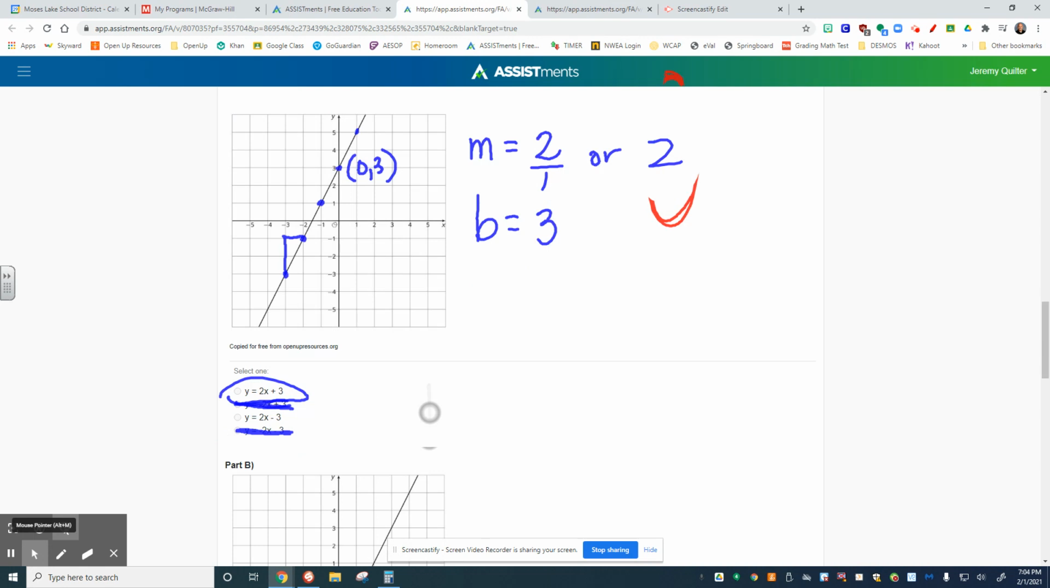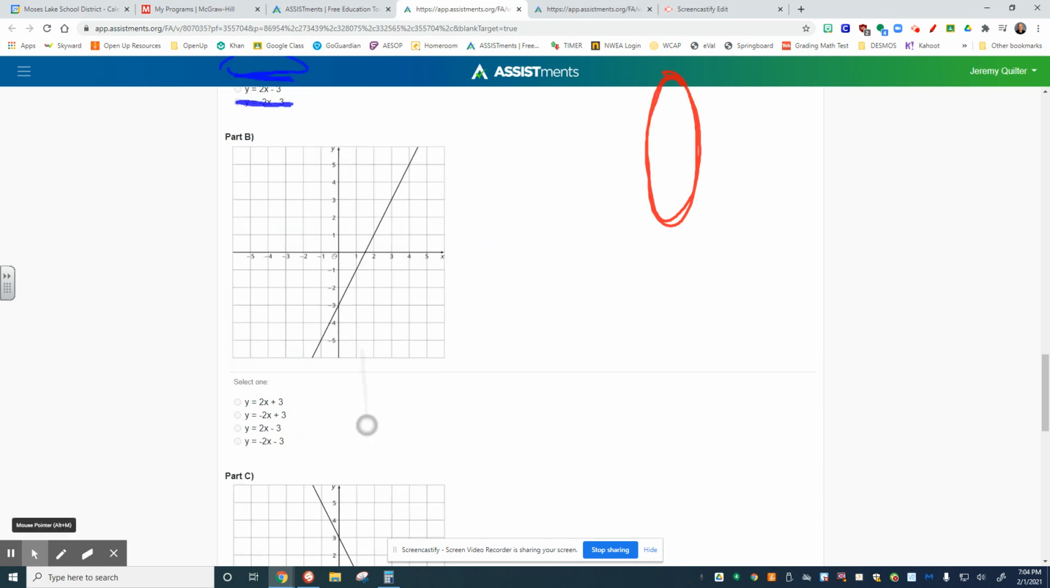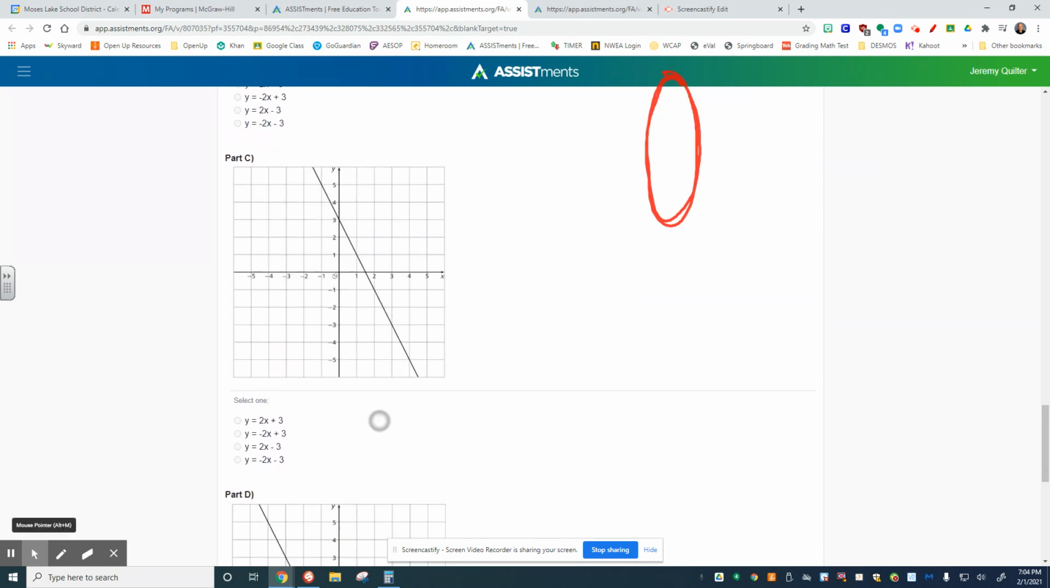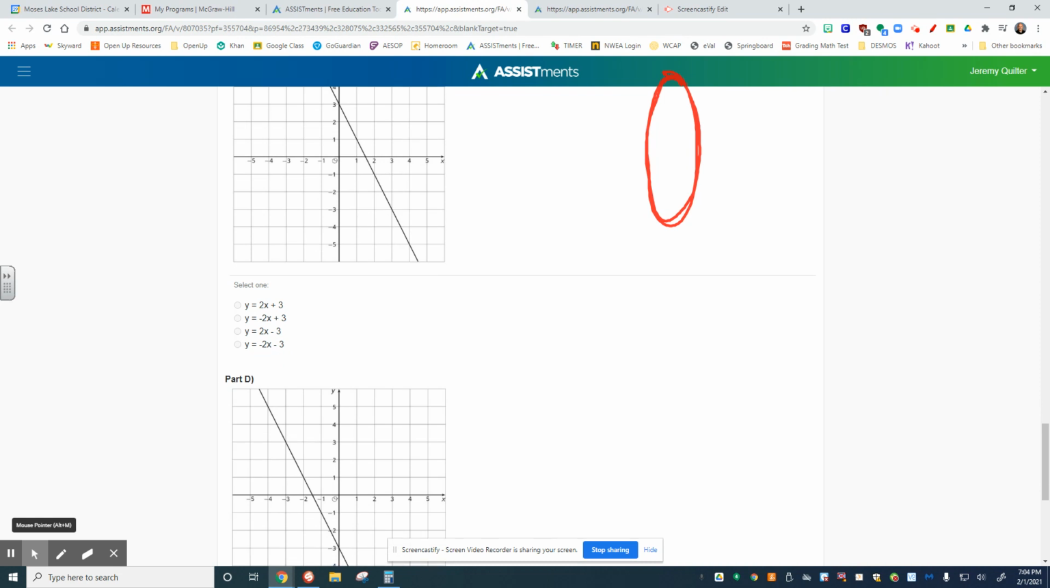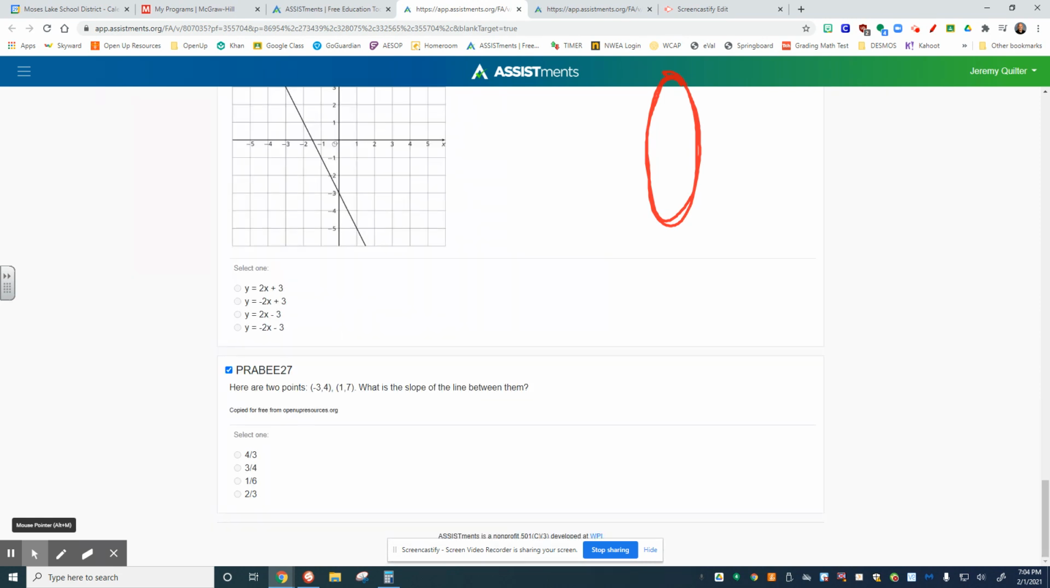Do the same thing for part B. Find the slope, find the y-intercept. Part C, the slope and the y-intercept. I can't believe that red circle or red oval came back. Part D, slope and y-intercept. And then the final one, talking about slope.